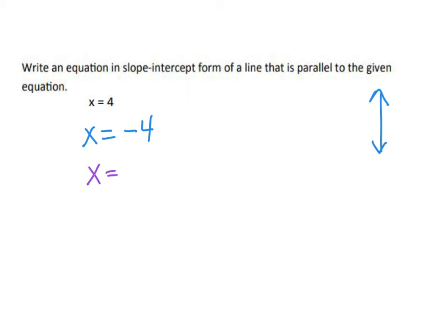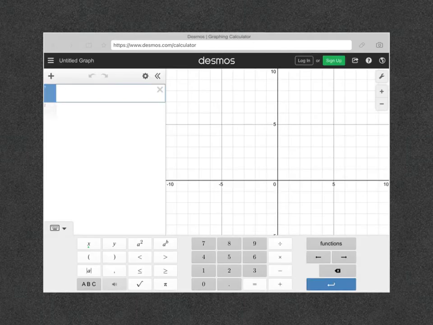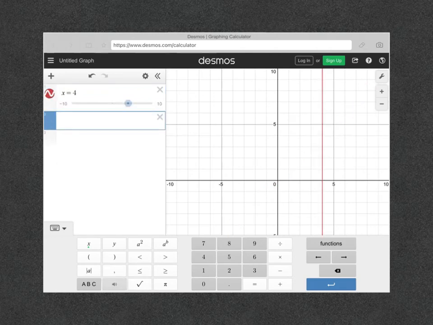X equals 2. X equals 3. X can even equal 1/2. It'll still all give us those parallel lines. Let's look at Desmos. So here we have x equals 4. There's your first line.